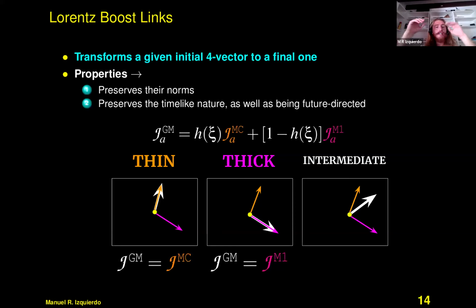And basically what they do is they transform a given initial 4-vector to a final one. They have all the properties that we wanted. They preserve their norm and they preserve their time-like nature. So basically, we know that these new moments will be exactly the same as Monte Carlo in a thin cell. They will be exactly the same as M1 in a thick one, and in the intermediate, they will point in, let's say, a proportional direction.